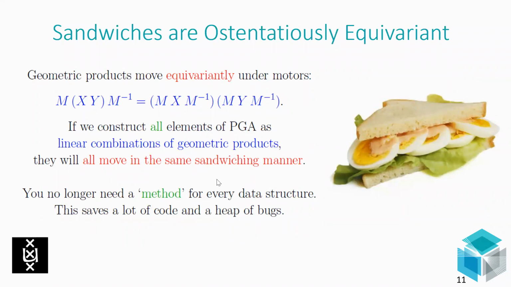One of the things to notice about the simplicity of programming in this is that as long as I make my composite objects out of sums of geometric products, if I apply a motor to that composite object, it will be the same as if I had applied the motor to the individual constituents and then made the composition. So anything that I make as a linear combination of geometric products will automatically transform in exactly the same way. So I don't need special methods to say a line translates like this, a point translates like this. It's all universal, and that makes your program extremely simple.